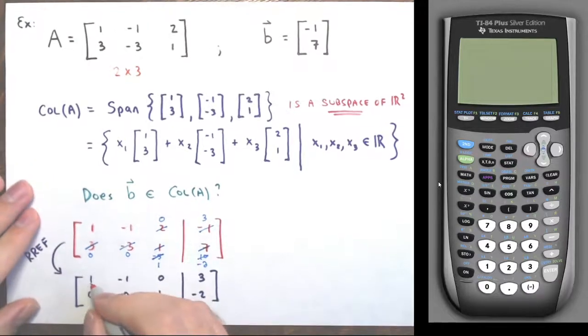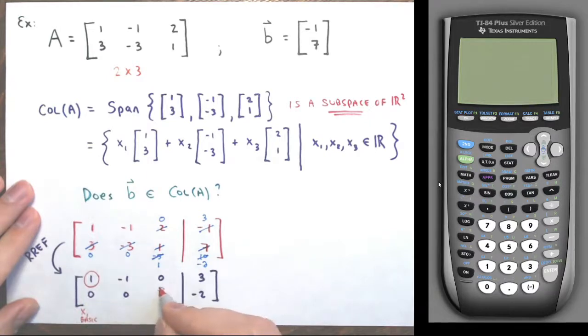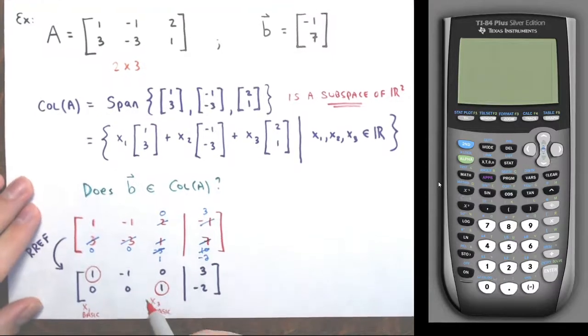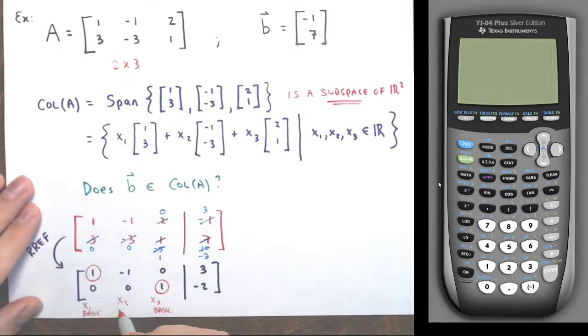Look at the pivots. The first column is a pivot, so x1 is basic. Then the next pivot, where the lead ones are, is in the third column, so x3 is another one of these basic variables. So x2 doesn't have one of these pivots, these leading ones in it. So x2 is a free variable.